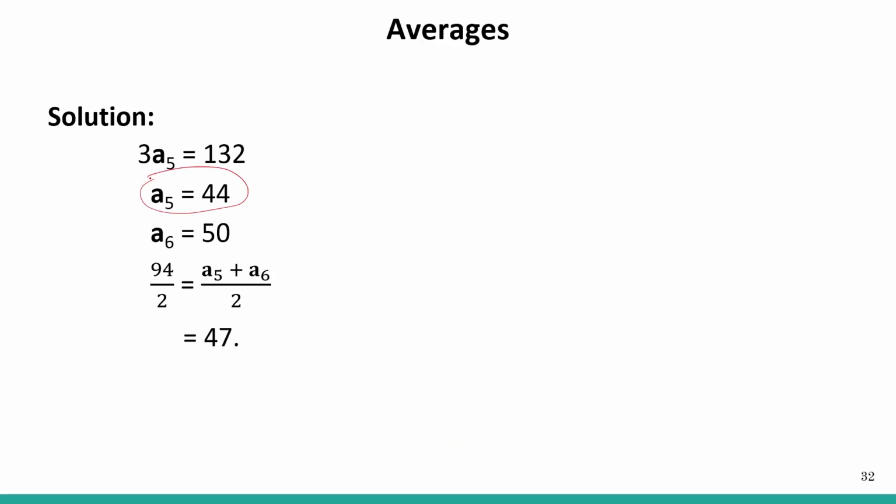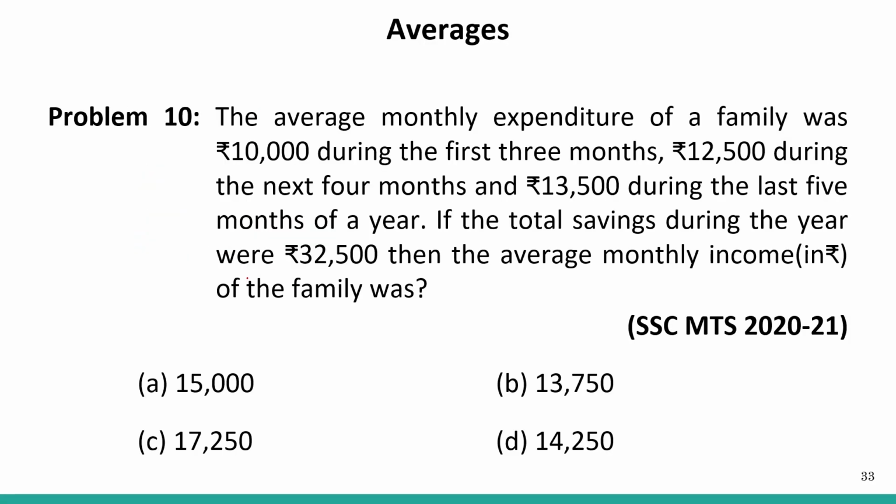So A5 is equal to 44 because 3A5 is equal to 132. So A6 is what? 6 more than A5, right? The 6th term is 6 more than the 5th term. So it will be 50, that is equal to 44 plus 6. So 94 by 2 is equal to (A5 plus A6) by 2 because we want to calculate their average. So it will be 47. So the average of the 5th and 6th term is 47 here.